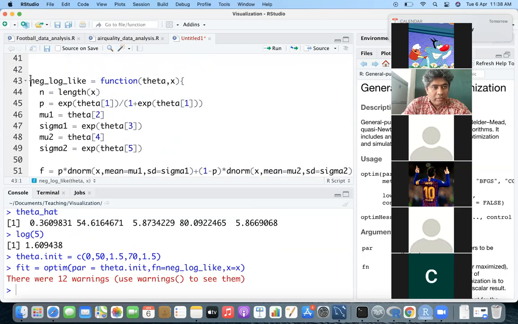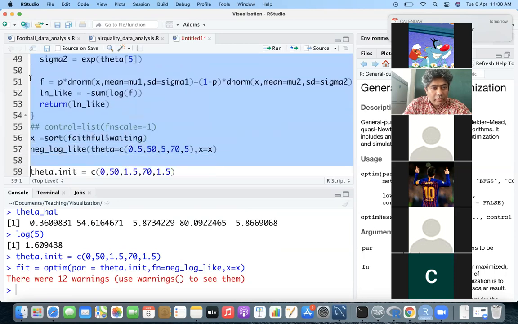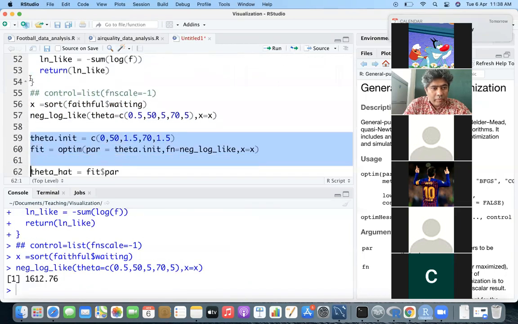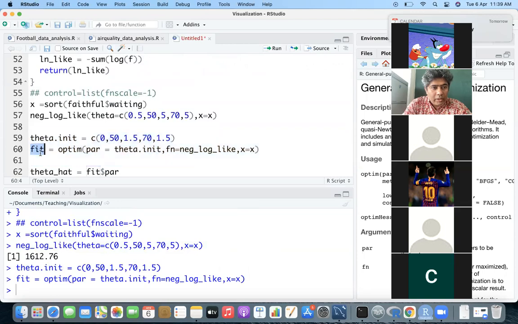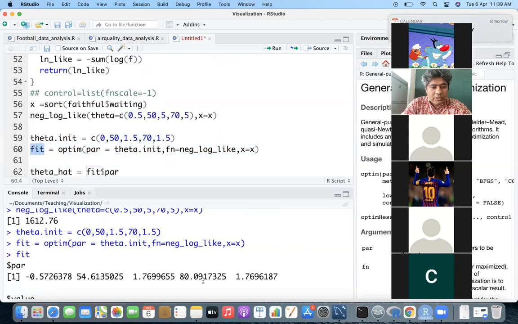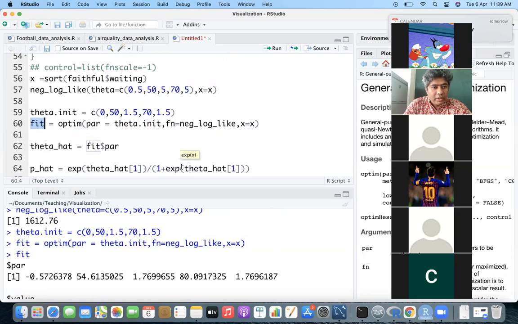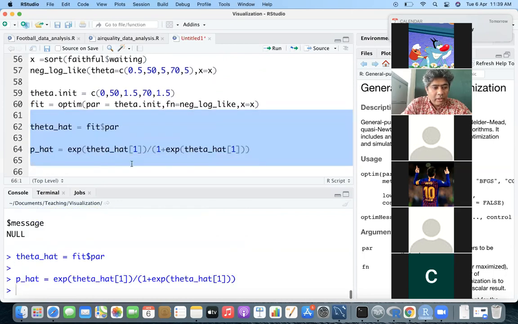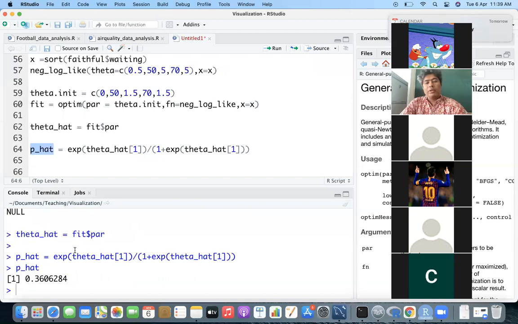Wait a minute. We have to run it fully. Yeah. And then, yes, now it is much better. And yeah, brilliant suggestion. Who was it? Who made this suggestion? Arpan. Good, Arpan. That's definitely a good suggestion.